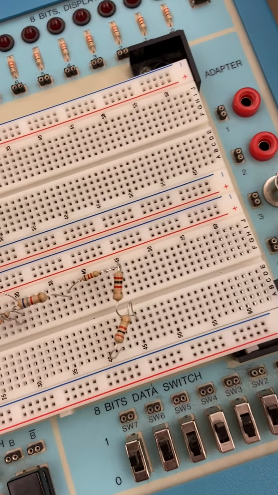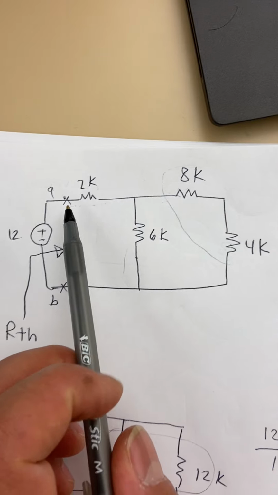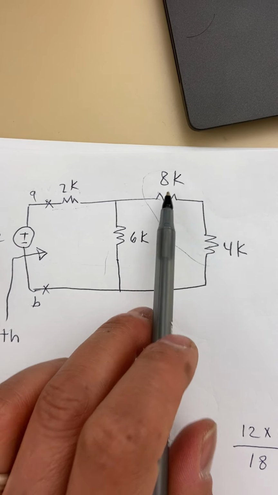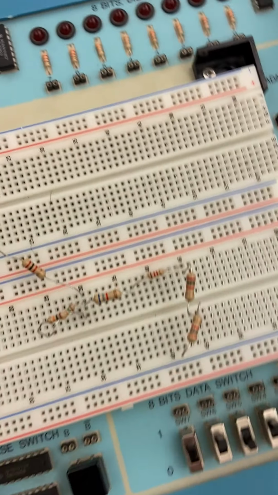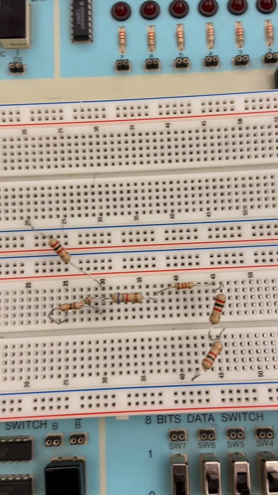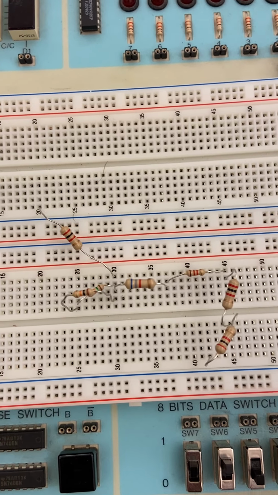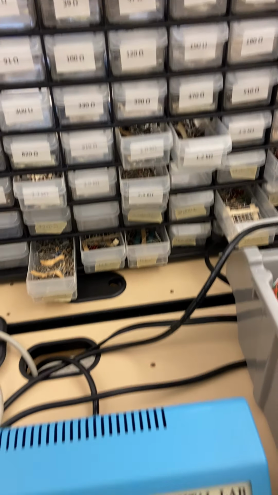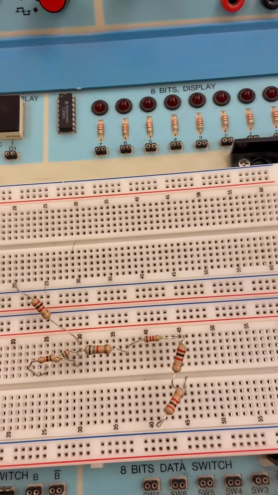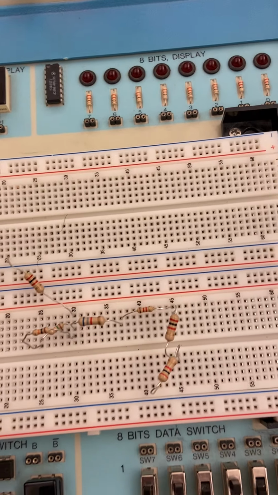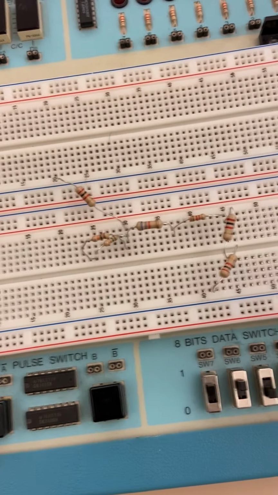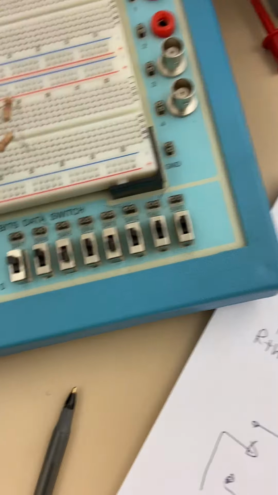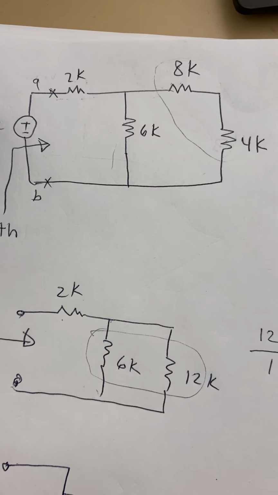Here we have a couple of the resistors. We have 2, 6, 8, and 4. And when I came to the lab, I don't have all the resistances in my package here. So what I did, I used the properties of the series connections and parallel connections to create the equivalent resistors. For example, let's go for the first resistor here.